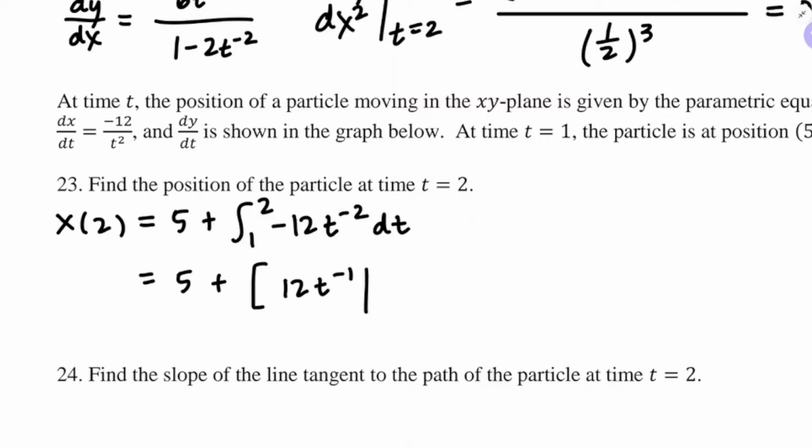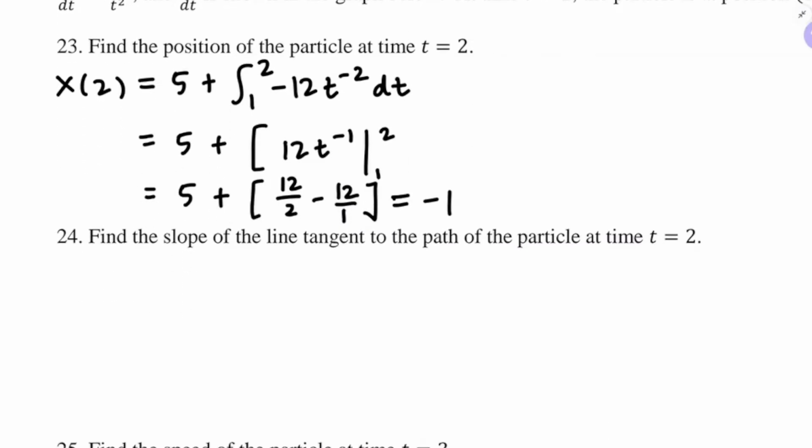Not the natural log of t squared. You can check that by taking the derivative. The derivative of 12t to the negative 1 is going to be negative 12t to the negative 2. Let t go from 1 to 2, so that's 12/2 minus 12/1. Oh yeah, the x velocity was negative, so x position is going to decrease. 6 minus 12 is negative 6. 5 minus 6 is going to be negative 1, but you could have stopped at the previous step.